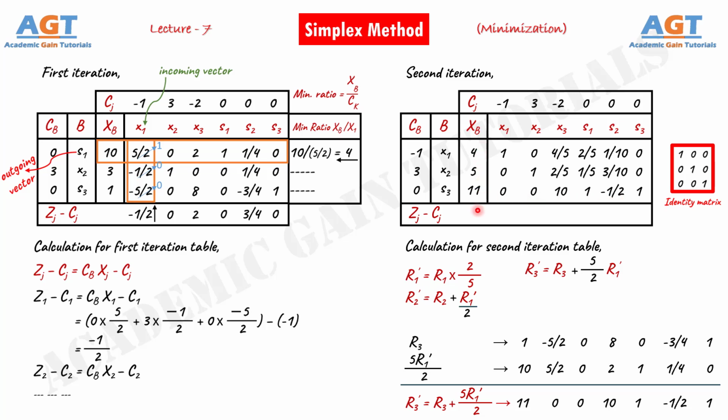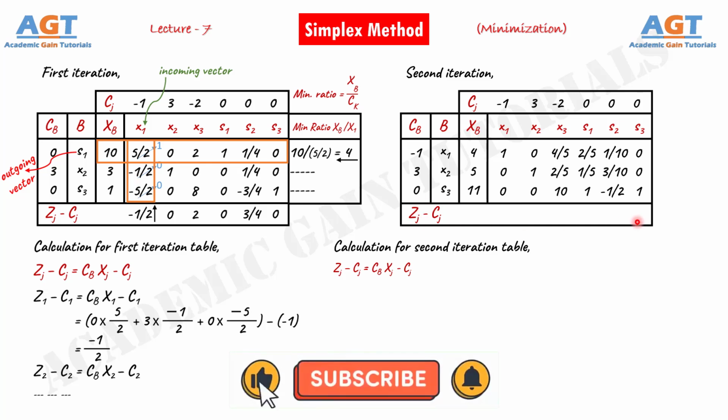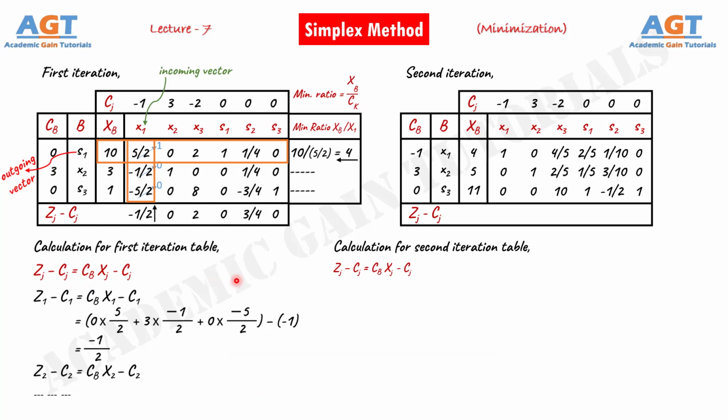Now, we will find out the values for zj minus cj and fill up this last row. We will find out the values for zj minus cj using this formula just like we did for the initial table. The general formula is zj minus cj equals to cb into xj minus cj. For the calculation of z1 minus c1, the formula will be z1 minus c1 equals to cb into x1 minus c1.